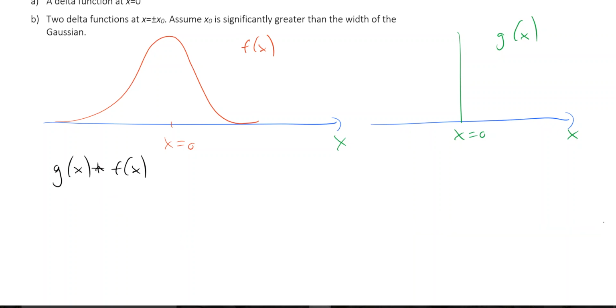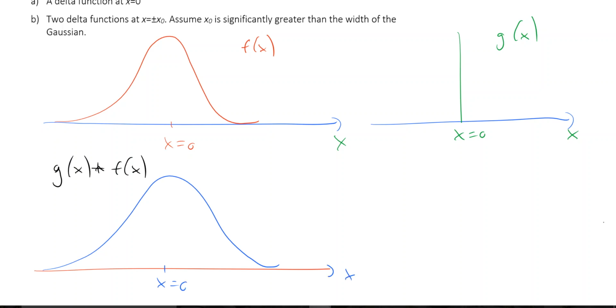So in this case, we would get a result that looks like this. So that's x equals 0, and that's the x-axis. So in the first case, we just get the original function f of x.